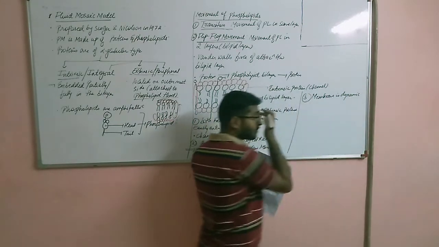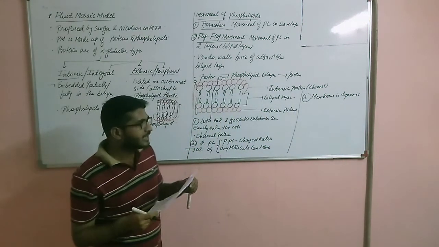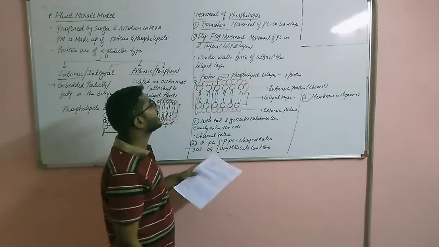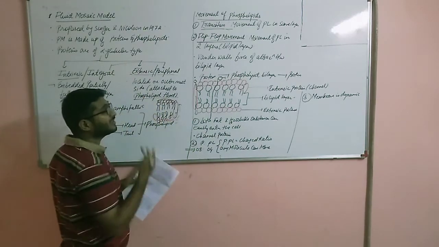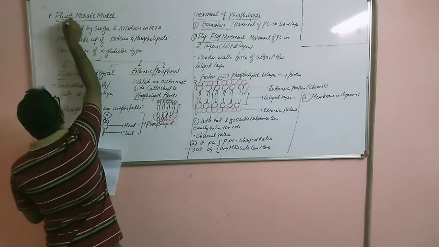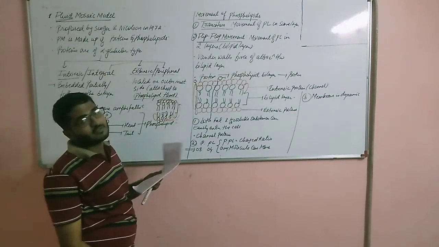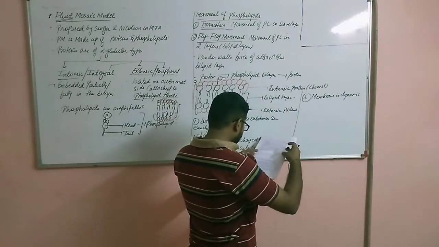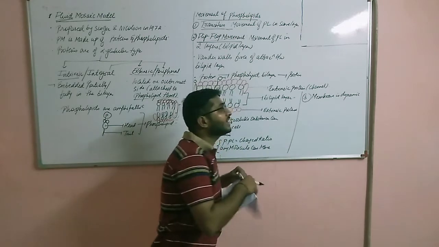Dynamic means that the membrane is not a static solid membrane, it is a dynamic membrane, that is, it moves. And this dynamicity, the moving property, is because of the fluid that is present. That's why it is called the fluid mosaic model.